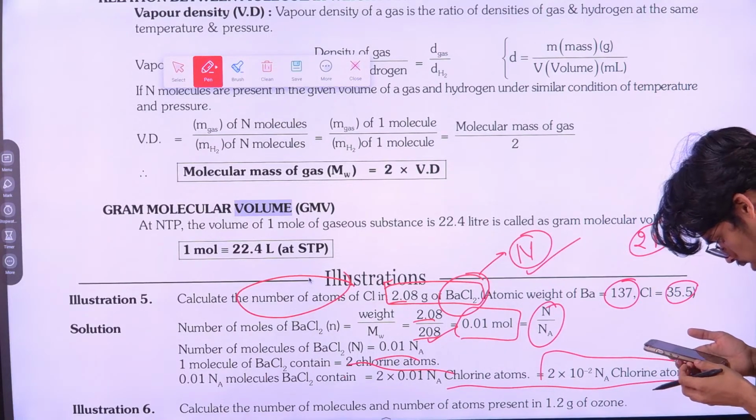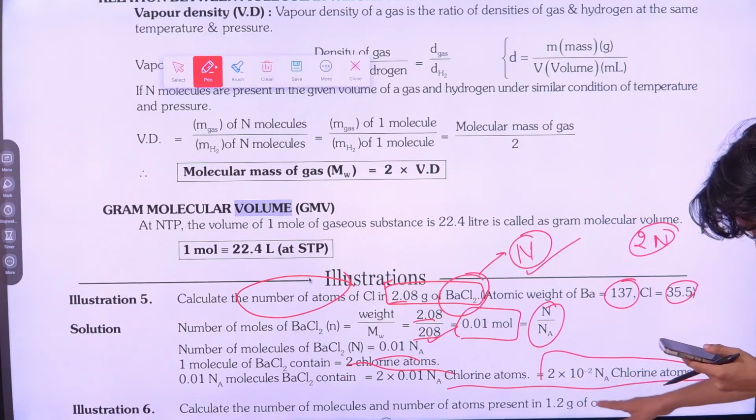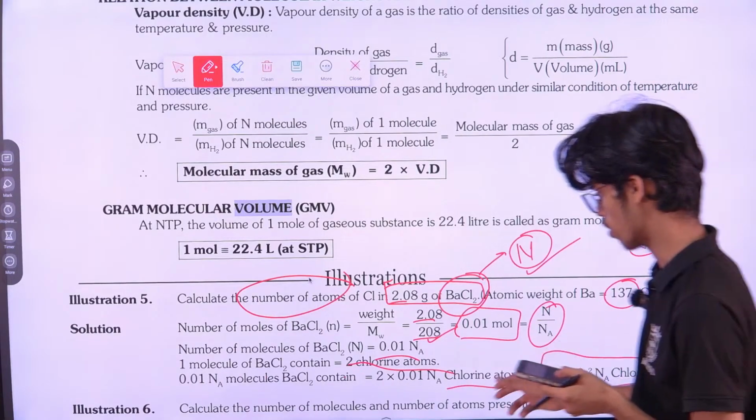Okay, 2 into 10 to the power minus 1, very good. Oh wait, Priya Jyoti, it is 2 into 10 to the power minus 2, okay? And Kanishka, there is something wrong, you are writing 2 into 10 to the power minus 7, which is a little wrong, okay?